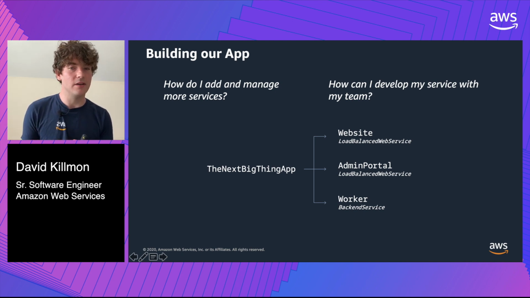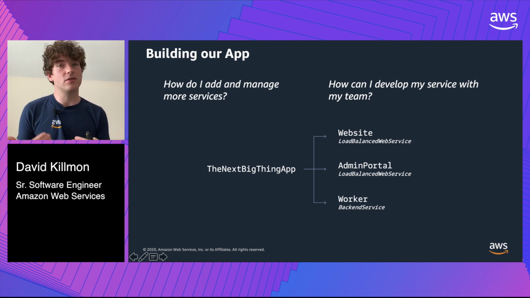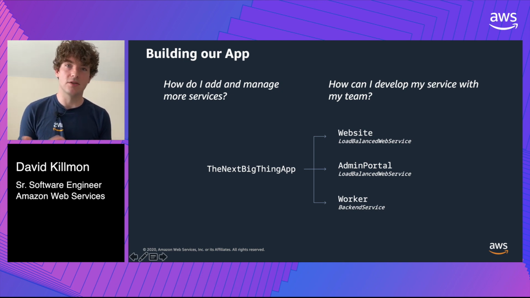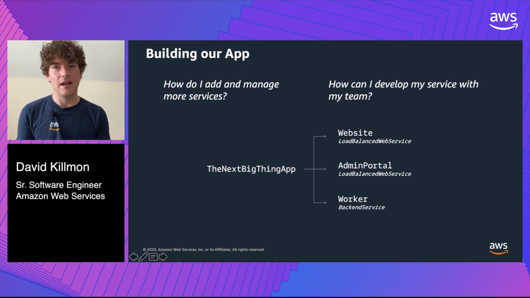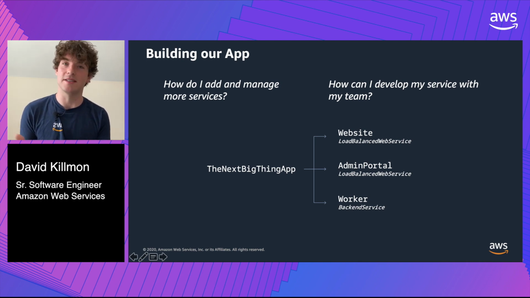So that's great, but we talked a little bit about this worker service being a backend service. How do we get it so that our website or our admin portal can actually call it? Well, that's one of the things. Once you start adding more services to your application, you start running into more problems. And AWS Copilot tries to look ahead a little bit and use common best practices to foresee those problems in advance and to help you out.